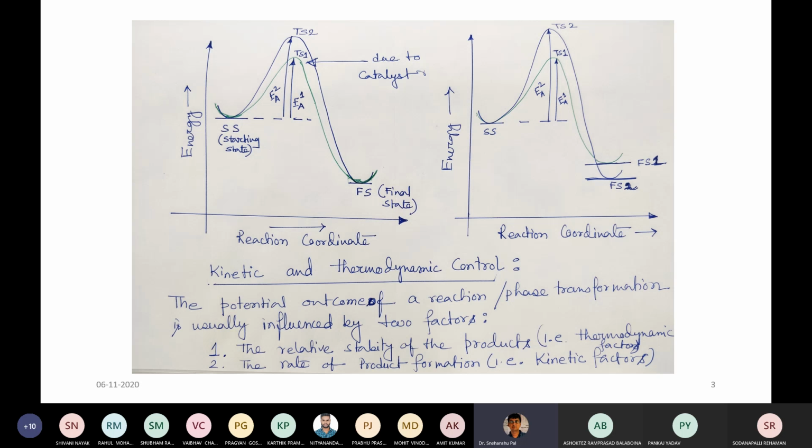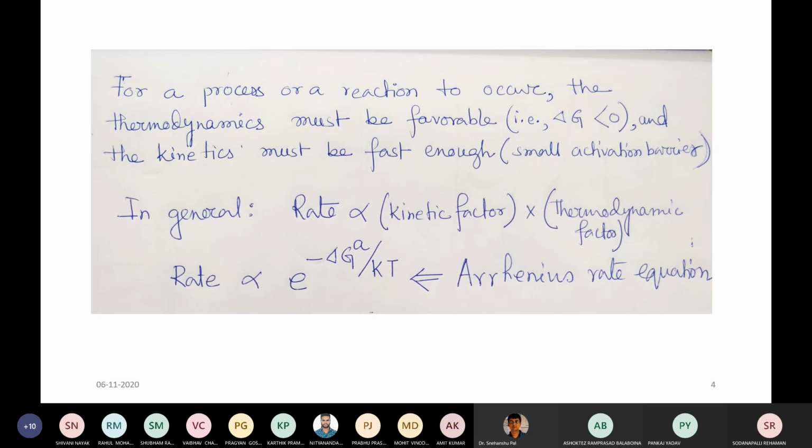So for any reaction, any phase transformation, there are two controls: one from the thermodynamic point of view, another from the kinetic point of view. So both thermodynamic and kinetic controls are there. Now we are going to understand the important statement and then the associated equations.